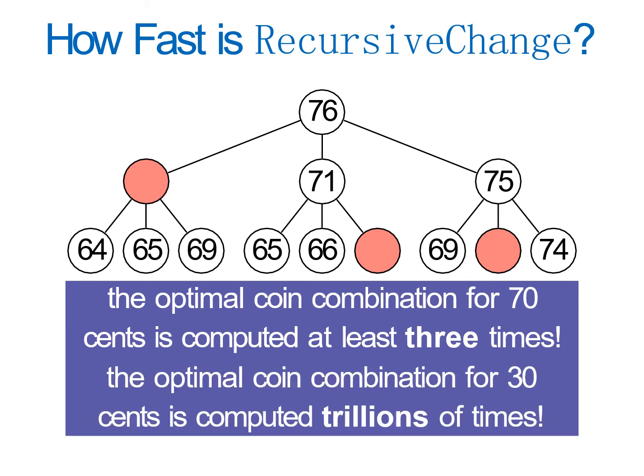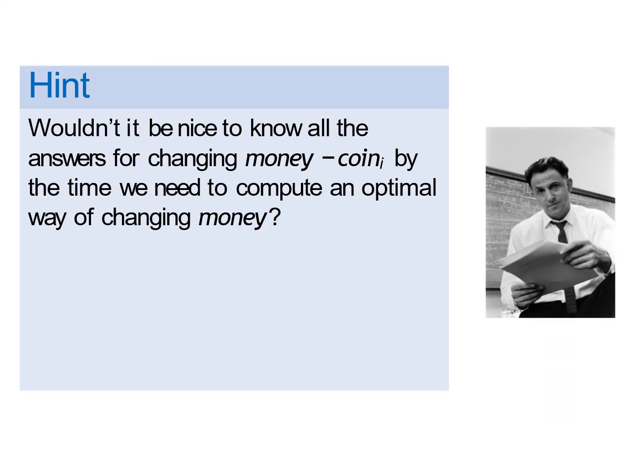It turns out that we will need to call it trillions of times, which means that a seemingly very elegant recursive change program will not finish before the end of your lifetime. So as simple as the change problem looks, neither a greedy approach nor a recursive approach solve it in a reasonable time. 60 years ago, a brilliant mathematician, Richard Bellman, had a different idea.